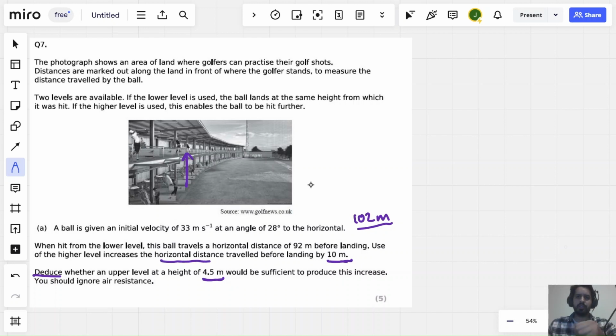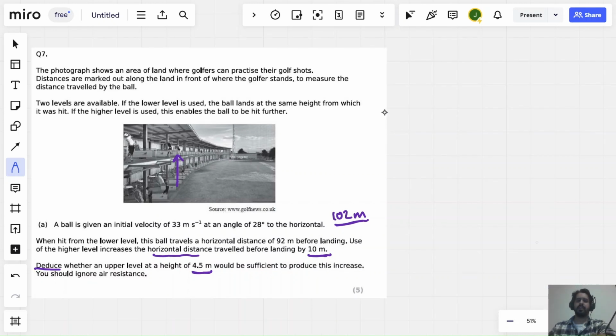Now, I will ask you a question, and by answering that question, we'll be able to come up with a plan to solve this problem. What difference does it make if we hit it from the lower level or the upper level? Why should the ball cover an extra 10 meters? The initial velocity is the same, the angle is the same, acceleration due to gravity is the same. So why should the ball cover an extra 10 meters if we hit it from the top level? The answer is time. If we hit it from the top level, the ball will spend some extra time in air, and because of that extra time, it will cover some extra horizontal distance.